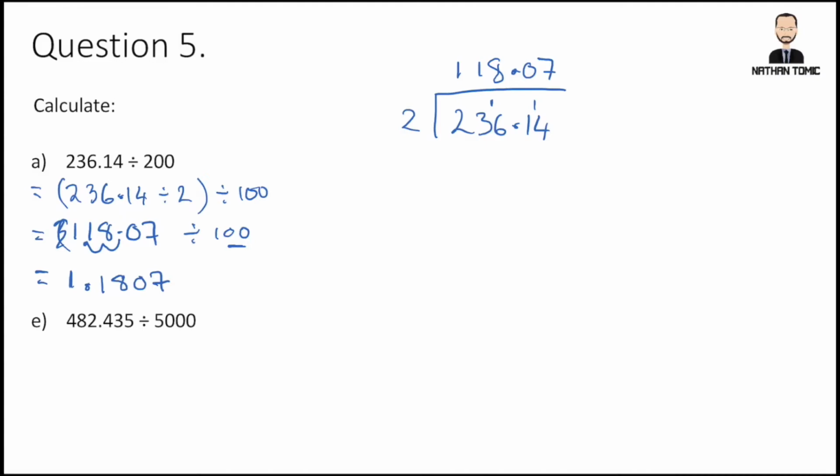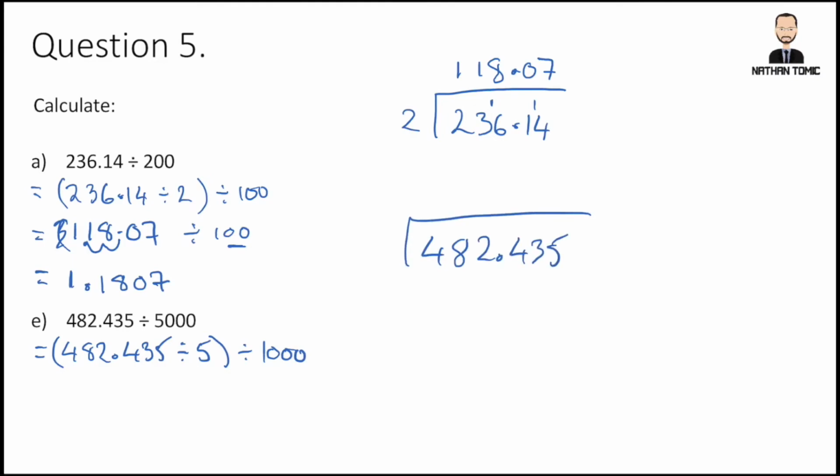Here we have, again, another one that is a multiple of 10. So let's rewrite the equation first. 482.435 divided by 5 in brackets, and then divide it again by 1,000 because we've got 3 zeros there. This again is in a way that we can do it because it's a whole number for the divisor. So we're going to go 482.435 dividing it by 5.